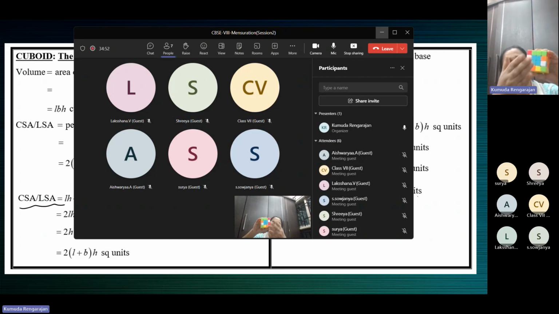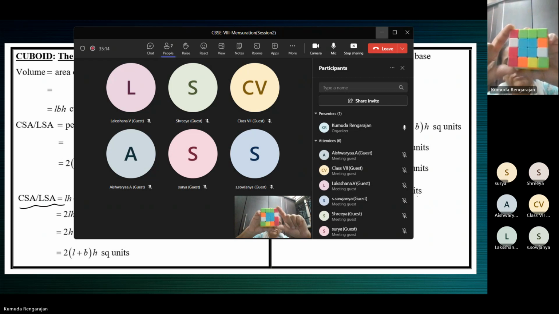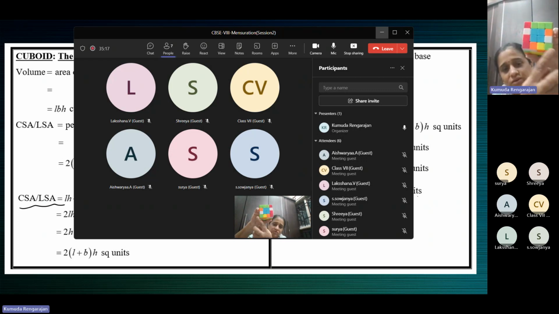Now, what is the area of this front face, children? What will be the area of the front face? Length into height. This is a cube, children, but let's treat it as a cuboid. This one is the length of the cuboid. This is the breadth. This one is the height. This is the length. This is the breadth. The vertical thing is the height of the cuboid.